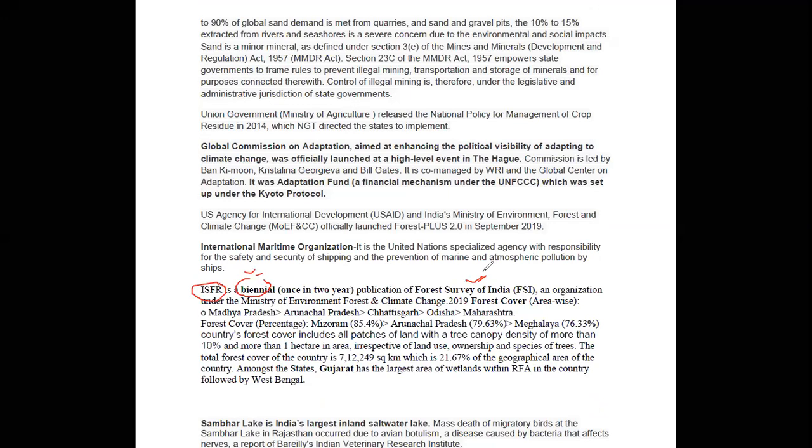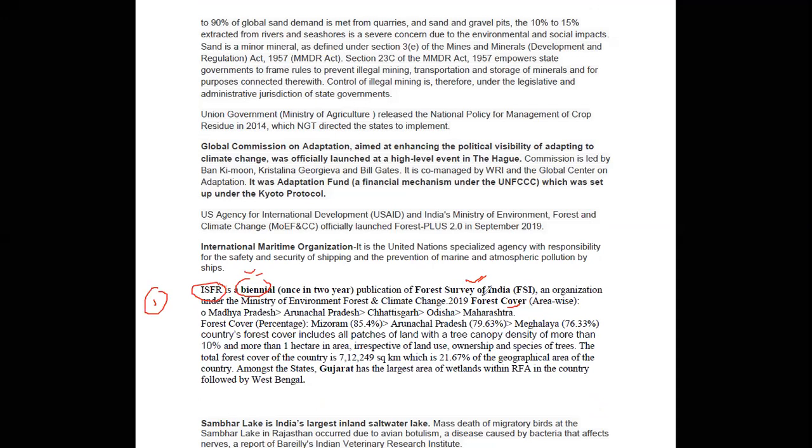MOEFCC is the Ministry of Environment, Forest and Climate Change. And in 2019 forest cover, again, remember this. What are the two things which are important? First, which state had the highest forest cover? Second, which state has the highest forest cover in percentage terms? The third thing is, which state has shown an increase? So these are important terms.